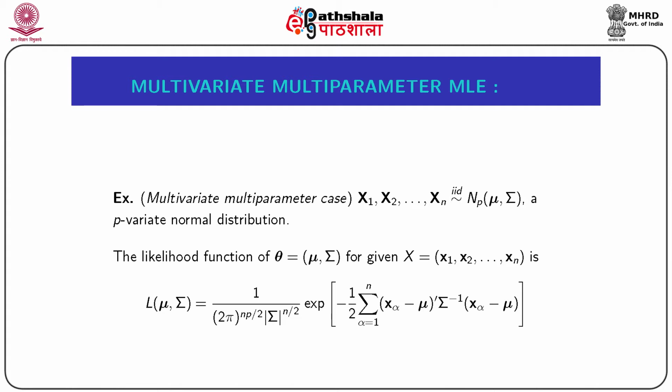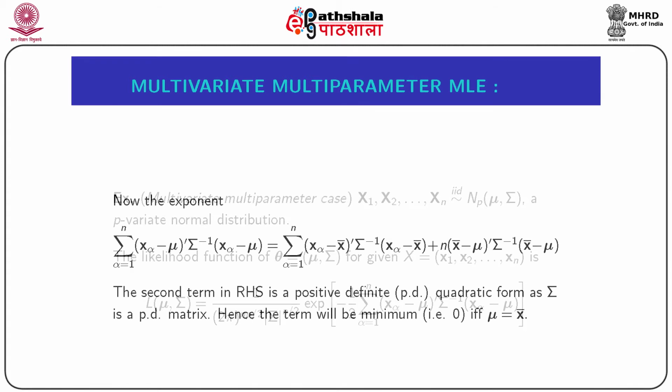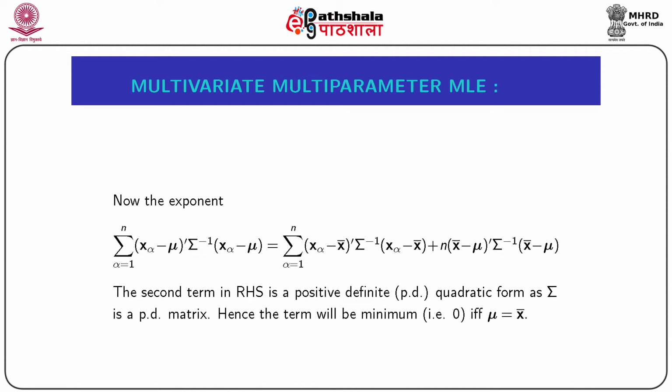1 by 2 pi to the power np by 2, into determinant of sigma to the power minus n by 2, into e to the power minus half summation alpha from 1 to n, (x alpha minus mu) prime sigma inverse (x alpha minus mu).